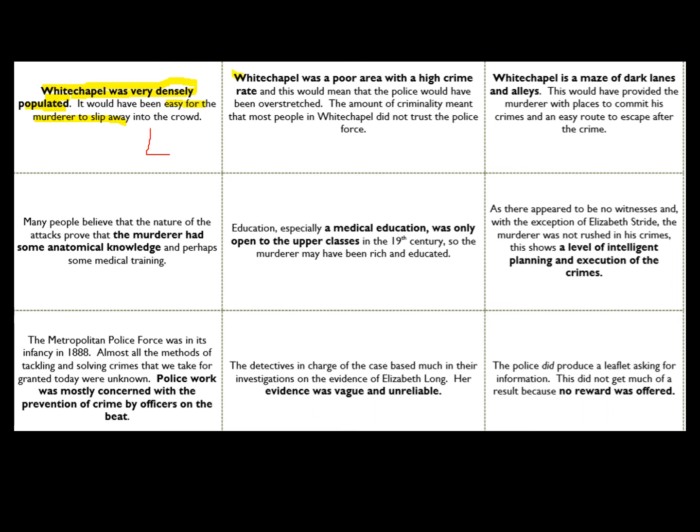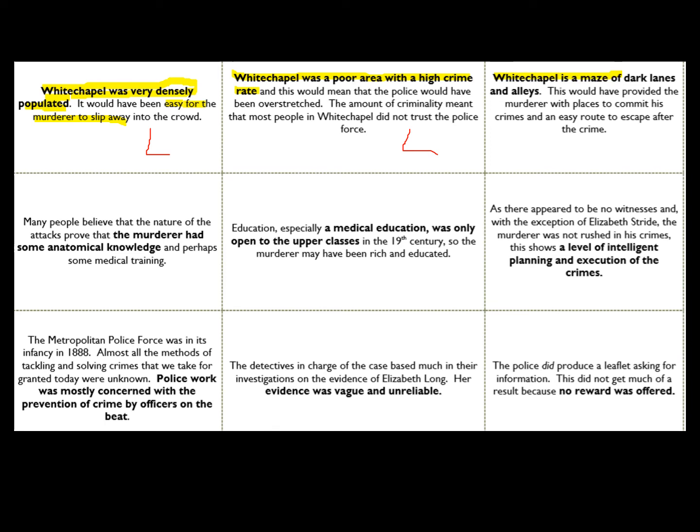The next one says Whitechapel was a poor area with a high crime rate. And again, this would mean that people were less likely to actually stop crime. So this would mean that the police would have been overstretched, loads of crime and things happening, and the amount of criminality meant that most of the people in Whitechapel did not trust the police force. Some of them were criminals, so they wouldn't have trusted the police, so they wouldn't have helped them with their investigation.